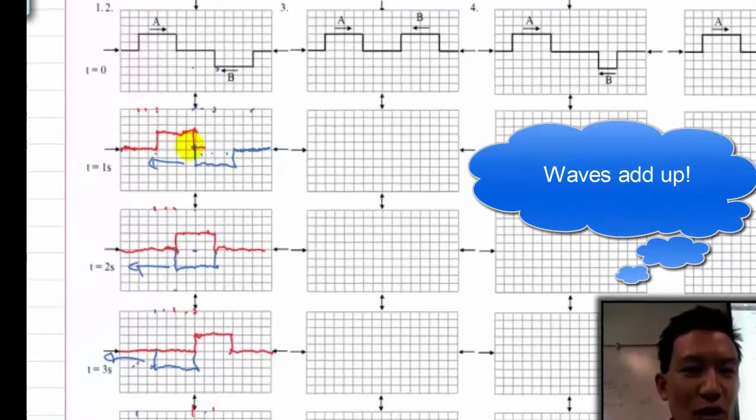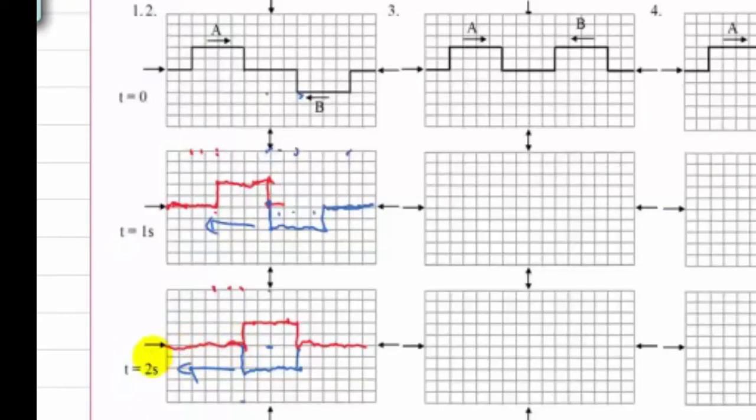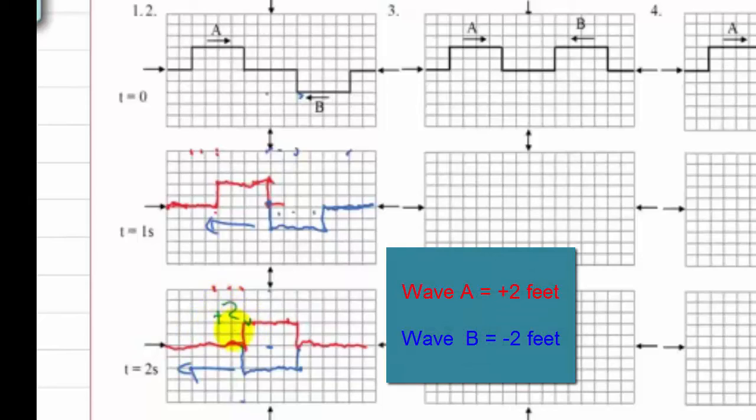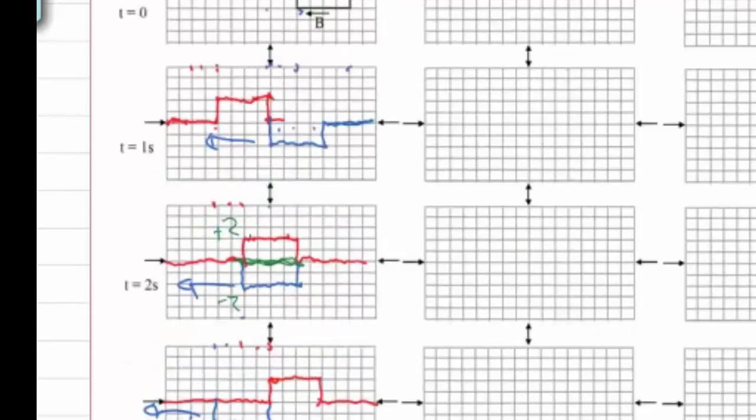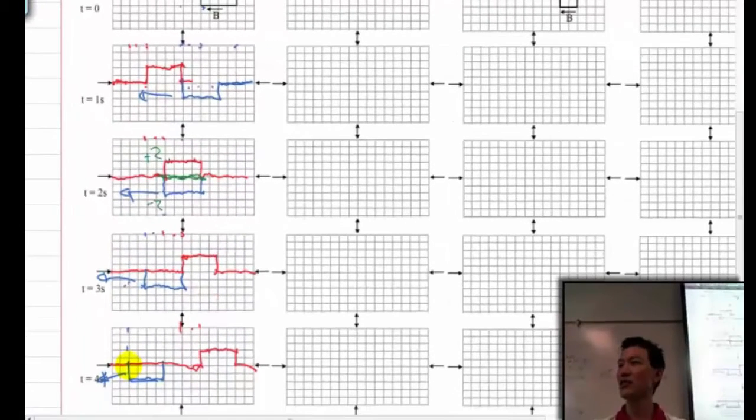So you tell me, when do the waves start to add up? At what? 2 seconds, right? So notice we're going to go left to right. Here, wave A is at positive 2. What's wave B? Negative 2. So you know what happened? These waves just what? Cancel out. That's weird. And then at 3 seconds, they already passed through each other. 4 seconds. You know what? We're actually done. You see that?